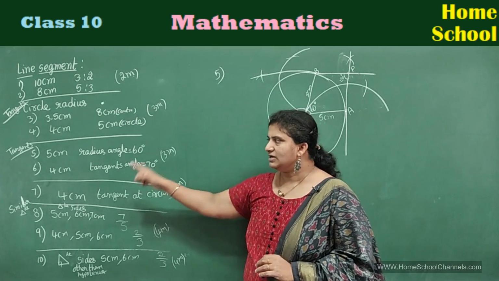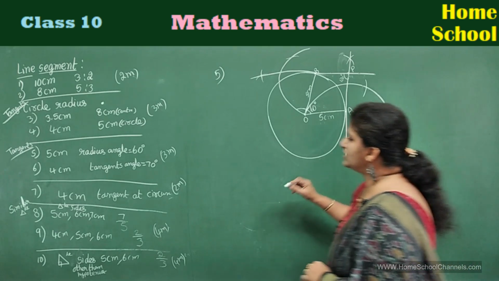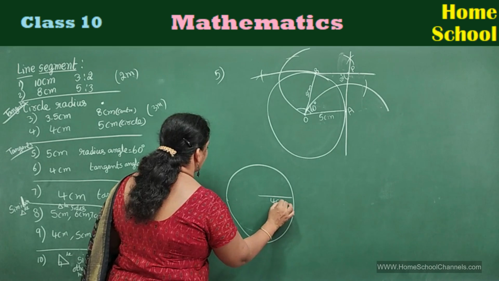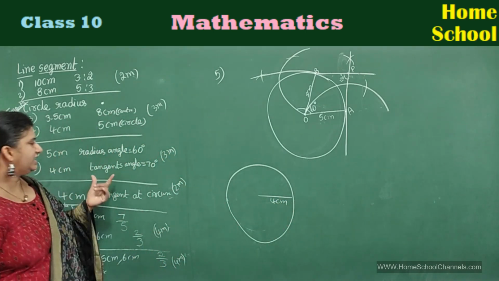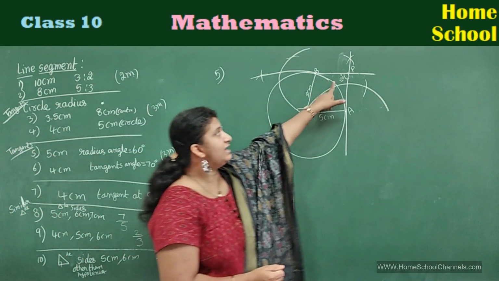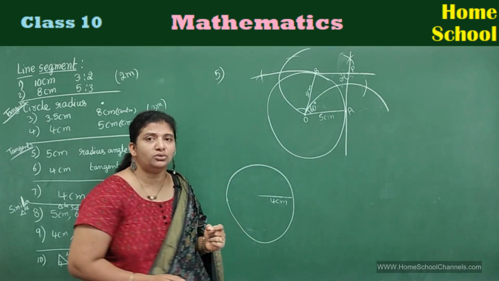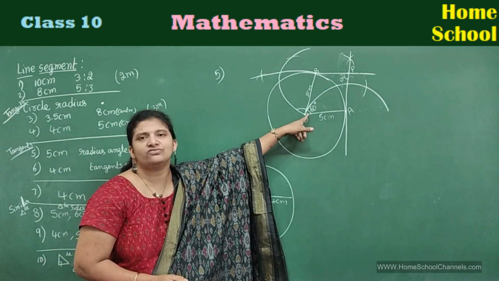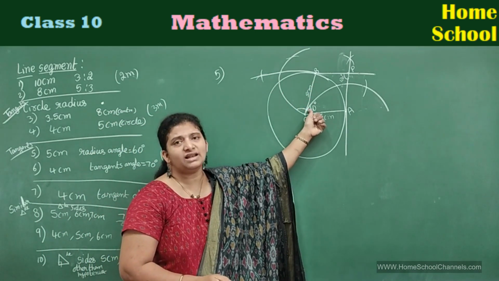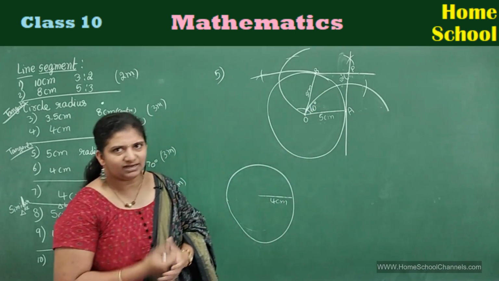Look here carefully. The circle radius is 4 centimeters. What are you going to do? You draw a circle of radius 4 centimeters. And now the tangents' angle is 70. See here, this angle is given for you. If this angle is 70, what you need to do? This angle you should find out first. If that is 70, then what will be the central angle? 180 minus 70, 110 degrees, the central angle.